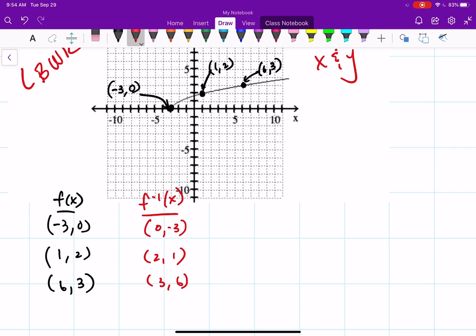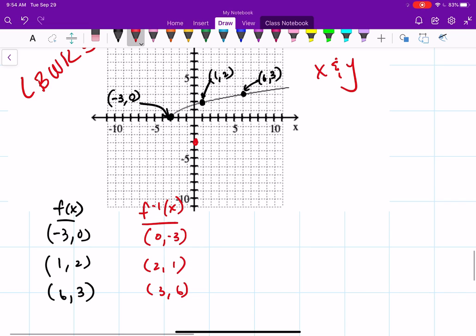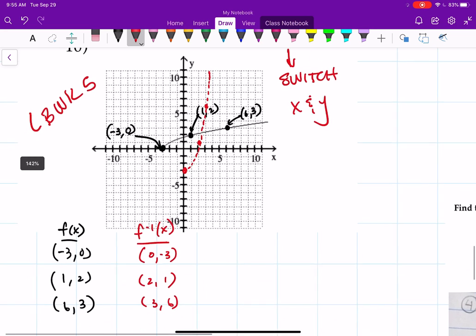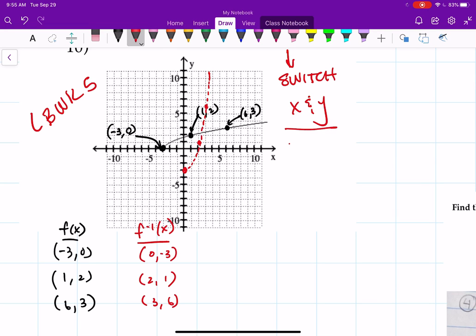So if I plot that, 0, -3, 2, 1, and then 3, 6. So there's my 6, there's my 3, right here. So that means my graph is going to look something like that. Okay? So if you look at that graph, it's also a reflection over the line y equals x.